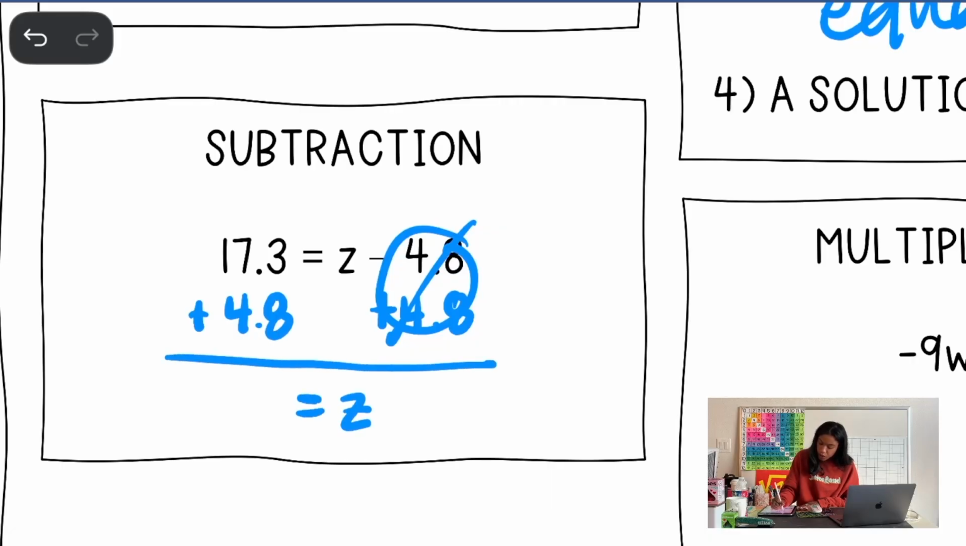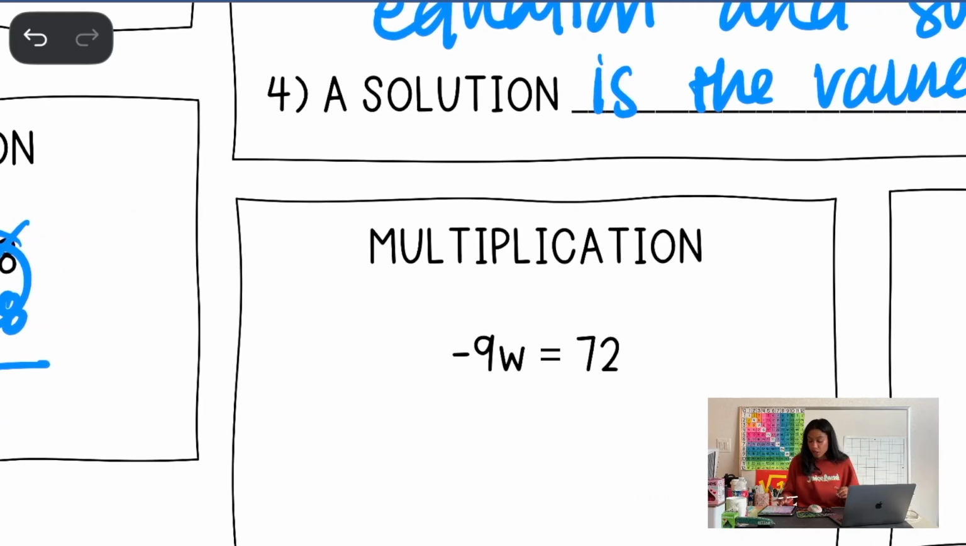Is equal to z. 3 plus 8 is 11. I need to bring that. 7 plus 1 is 8. Plus 4 is 12. We have 22.1 equal to z. All right, so that's addition and subtraction. Remember, you're going to have to add to get to 0. Add, put in the opposite so that you can get a 0 pair.